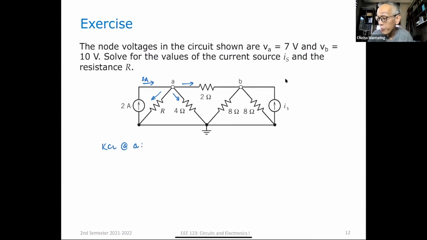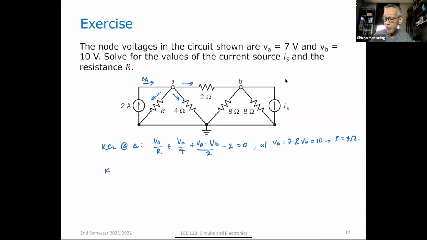You have VA over R plus VA over 4 plus VA minus VB over 2 minus 2 is equal to 0. And then you just plug in. VA is 7, VB is 10. So simply plug in. You only have one unknown. So with VA equal to 7 and VB equal to 10, you're going to get R is equal to 4 ohms.